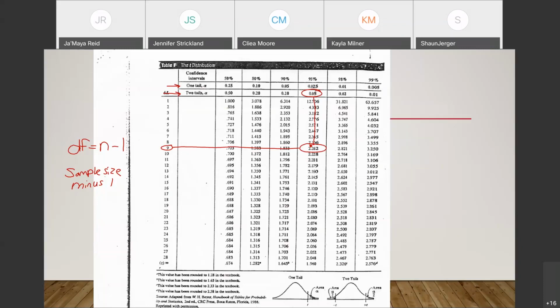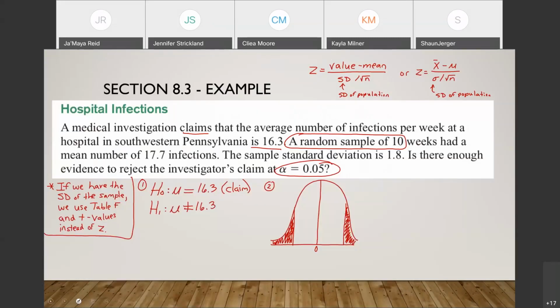Sorry. Does that make sense? Anybody have a question on the table? Okay, so let's go put it on the problem. 2.262, so right here, then we have a negative 1 over here.